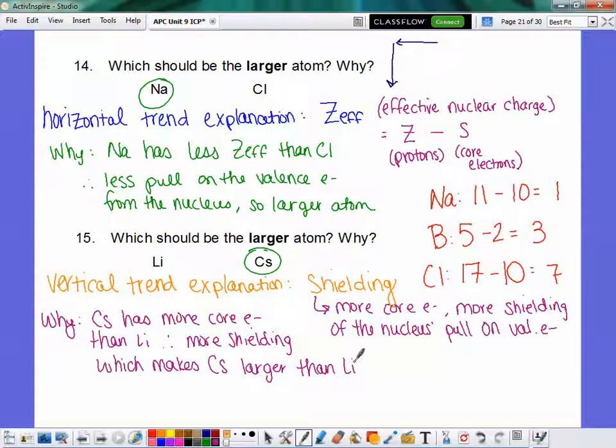Whenever you're comparing two atoms that are in the same group, the reason is because of shielding. When they're in the same period, it's Zeff. So think the horizontal is Zeff, vertical is shielding. Horizontal has a Z in it, and Zeff starts with that same letter. So that's the way to remember it. Horizontal is Zeff.